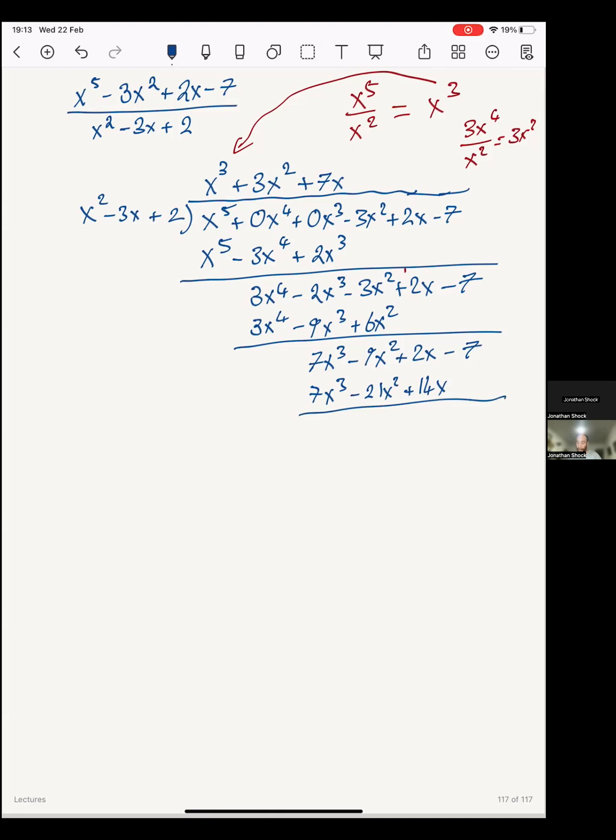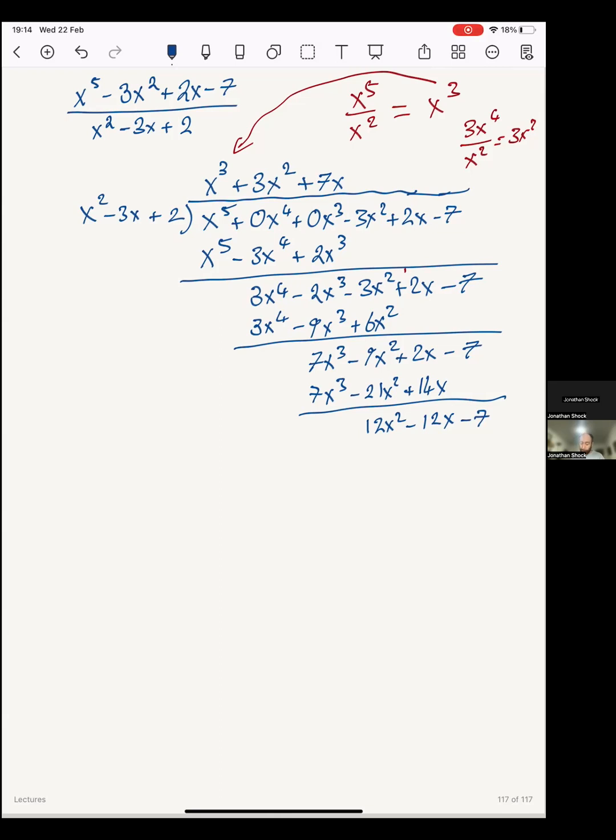And again, I subtract. 7x cubed minus 7x cubed gives me 0. Now I've got minus 9x squared and minus 21x squared. That's 12x squared. 2x minus 14x gives me minus 12x and minus 7. We're almost done. Not quite, we're almost done.